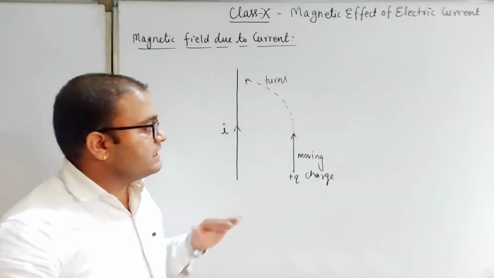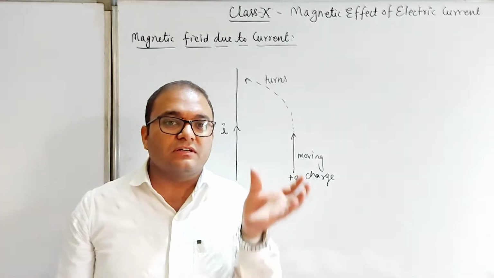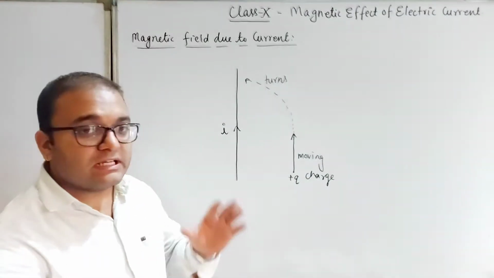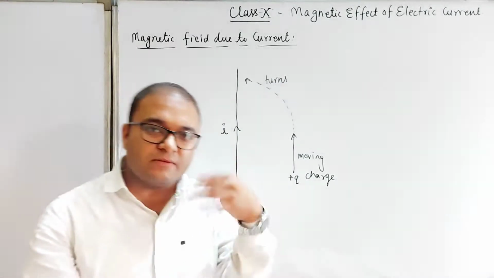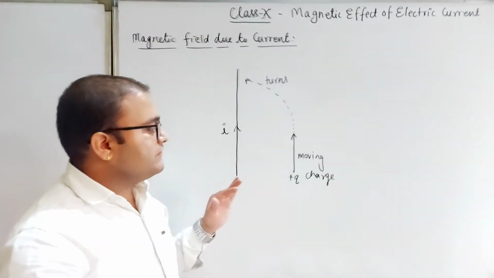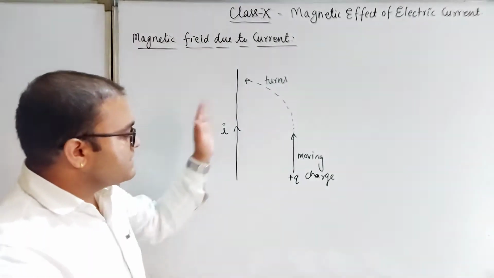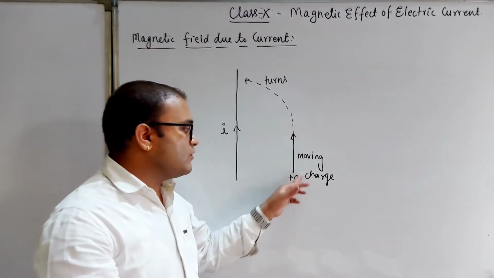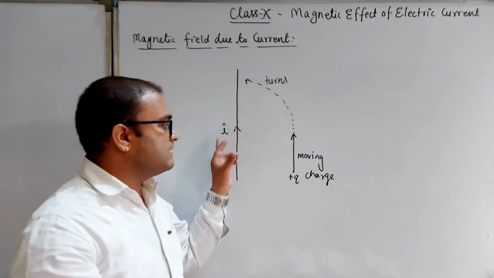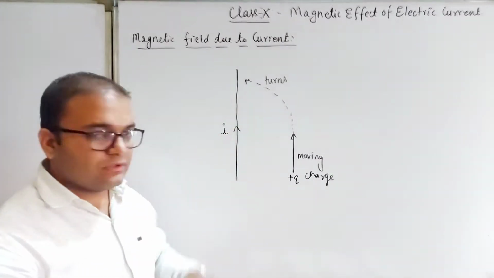If there is any turn, any change in linear motion, change in the rest position of an object, or change in the shape and size of the object, we say that a force is responsible. It means we can say there is a force on this charged particle due to the current flowing through the conductor.